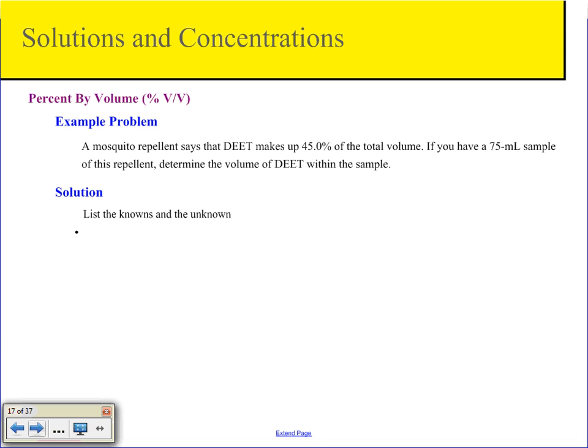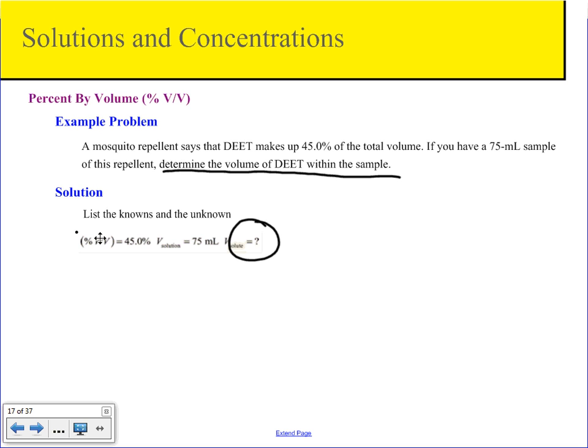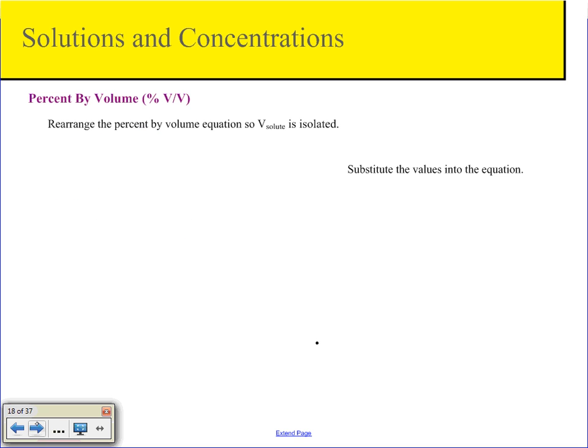Well, I know my percent by volume, at 45%. And I also know the volume of the solution, which is 75 milliliters, and then the question is asking me to determine the volume of DEET within the sample. That's my unknown. That's why I put this lovely question mark there. So next, we need to rearrange the percent by volume equation so that the volume of solute is isolated, because that's what we need to find.